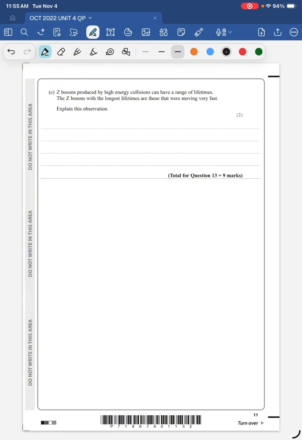Question C. Z bosons produced by high energy collisions can have a range of lifetimes. The Z bosons with the longest lifetimes are those that were moving very fast. Explain this observation. So this is time dilation, so it's a straightforward answer.